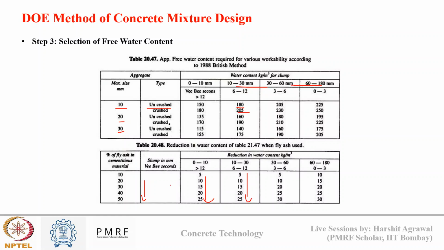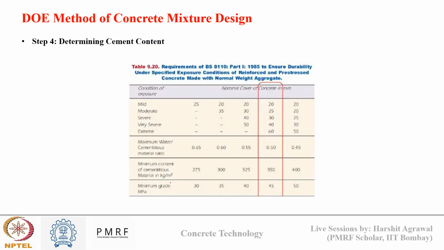Why? Because of the ball bearing effect of fly ash. Once we know the W by C ratio and the free water content, we will determine the cement content simply by dividing the water content by the W by C ratio.